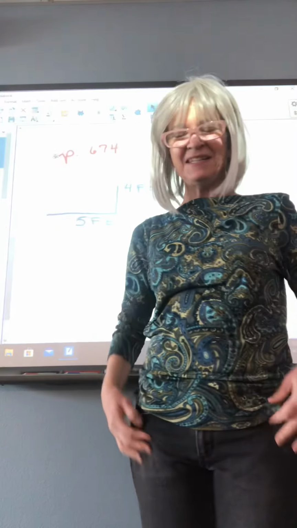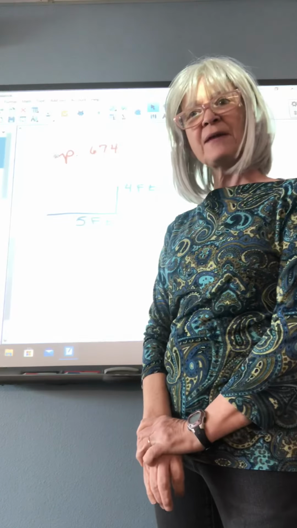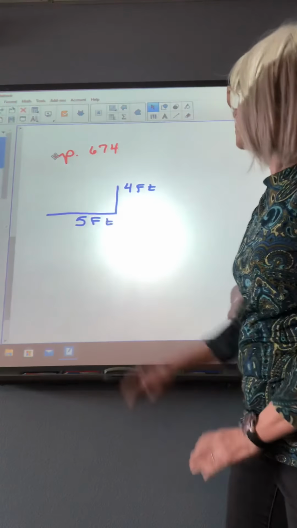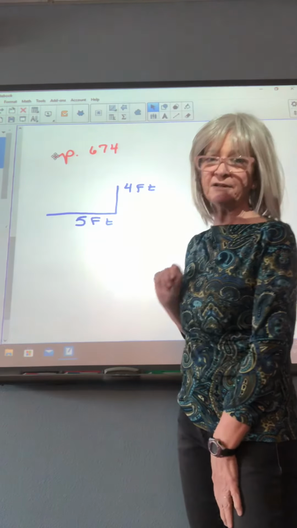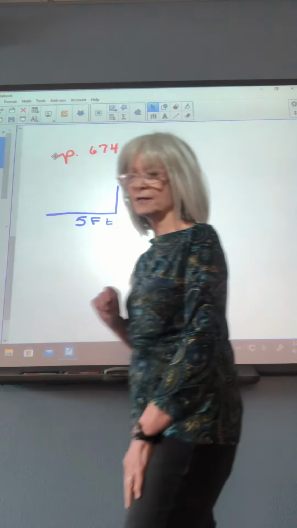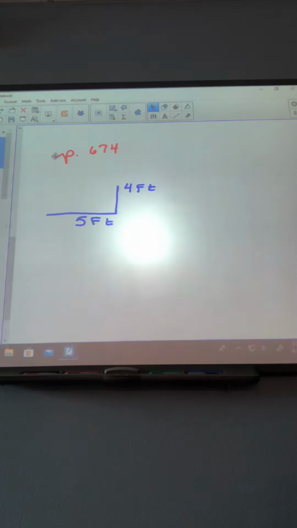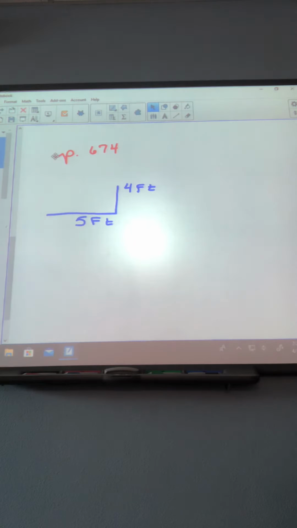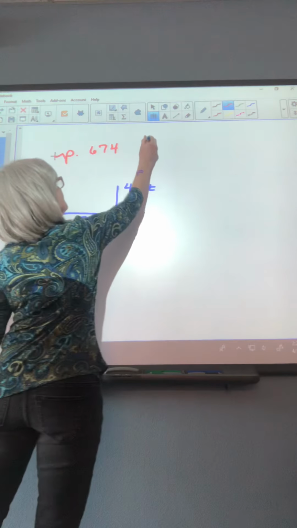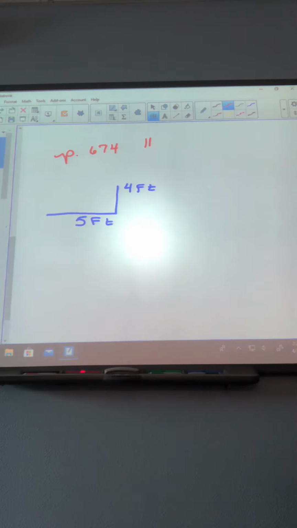Hi again. So we are continuing to work on slope. And today we're going to be working on page 674 in your book. And we're looking at problem number 11. So 674, problem 11. And that's on the very, very left side of your book, grade of a treadmill.